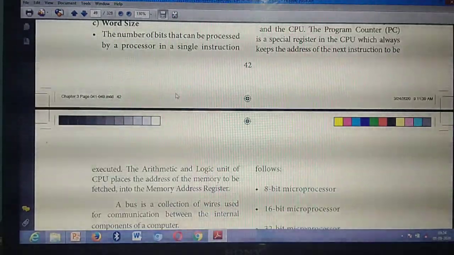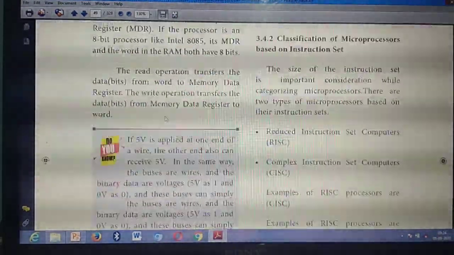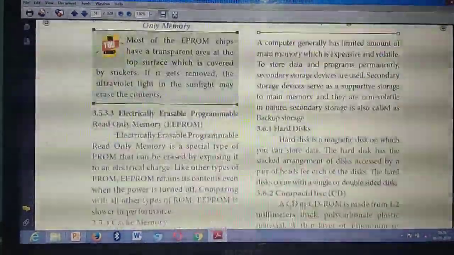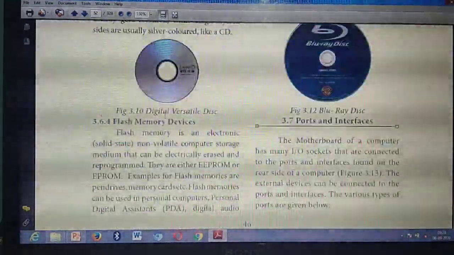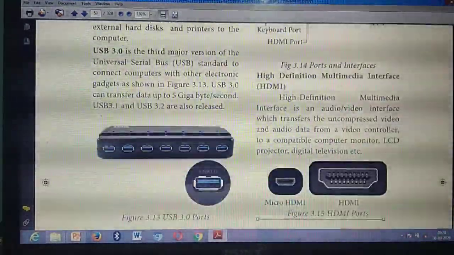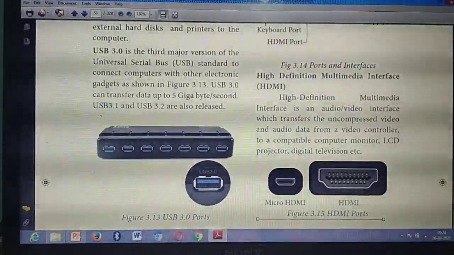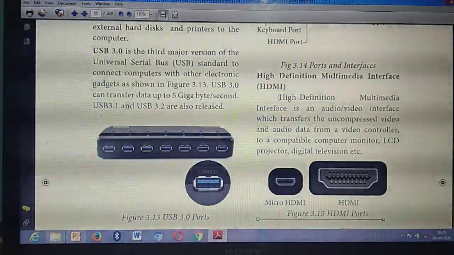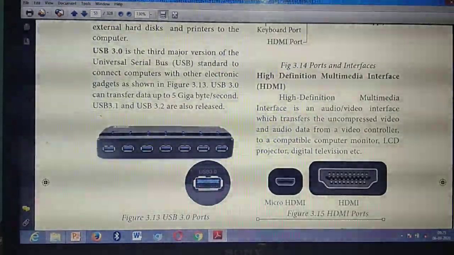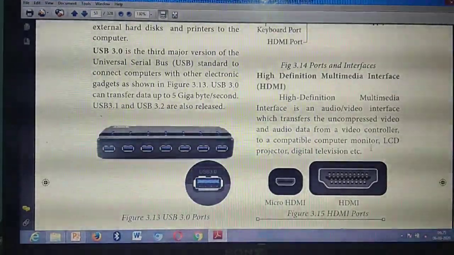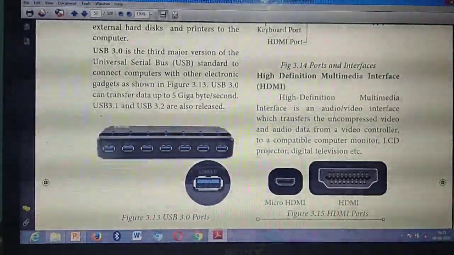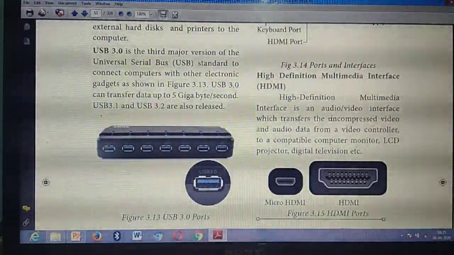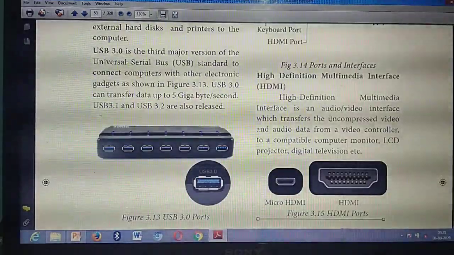The next question, what is HDMI? Page number 47. Take page number 47, HDMI, mark it. Under the heading HDMI, this line from fully, HDMI, high definition multimedia interface, from here to television. Okay, this paragraph full. Have you all marked?